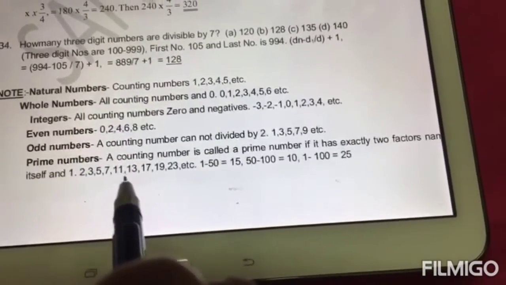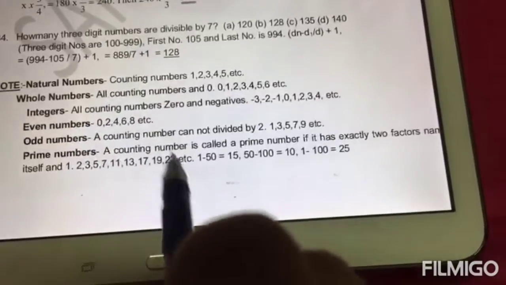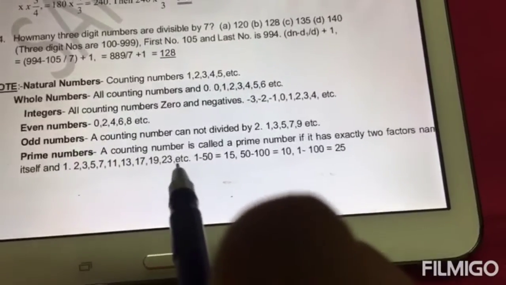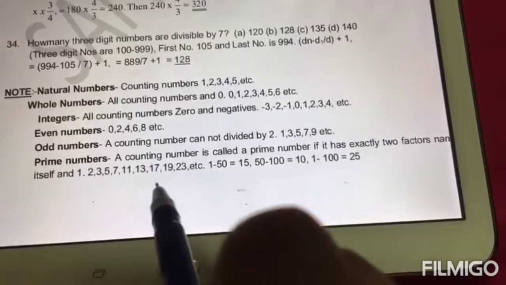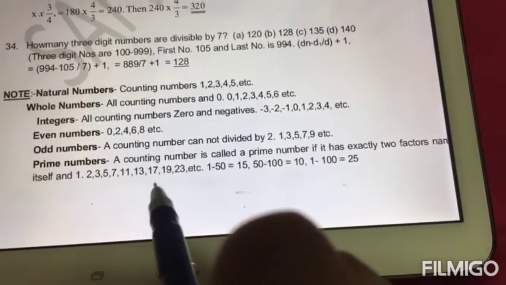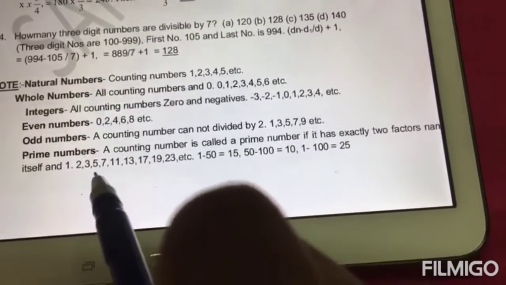What is a factor of 11? 1 and 11. 1 into 11 is 11. Can we get 11 in any other way? No. Similarly 13, similarly 2, similarly 5.